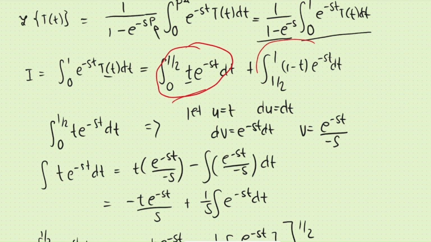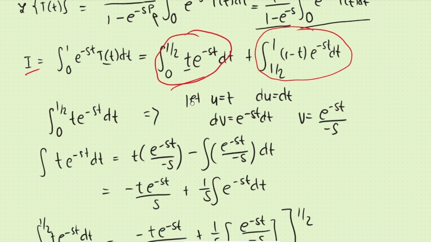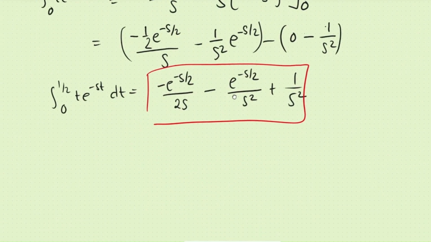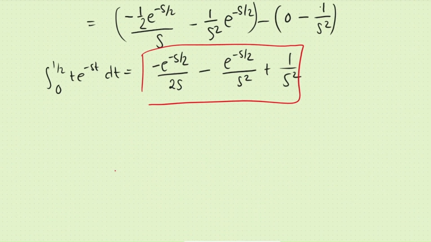And let's go find the other half, and plug in to get our I later. Let's go find the other half first. Integral from 1/2 to 1 of (1 minus t) e to the negative st dt.